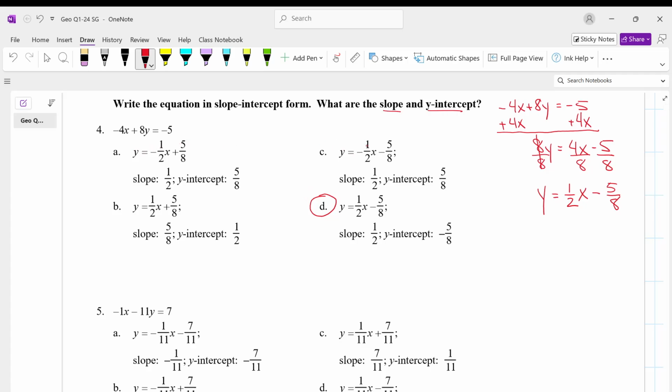Option A and C have -1/2. That's not the slope. And option B has a +5/8, and we need to have a -5/8. And then we can verify the slope's 1/2. That's correct. Y-intercept, -5/8 and -5/8. So everything matches for answer D.